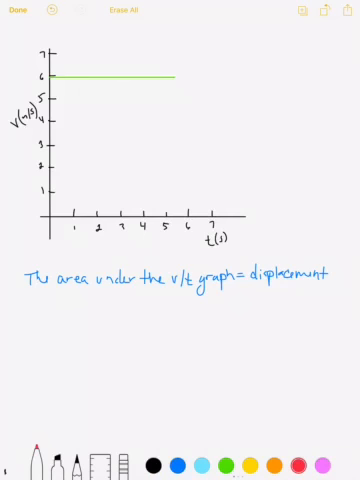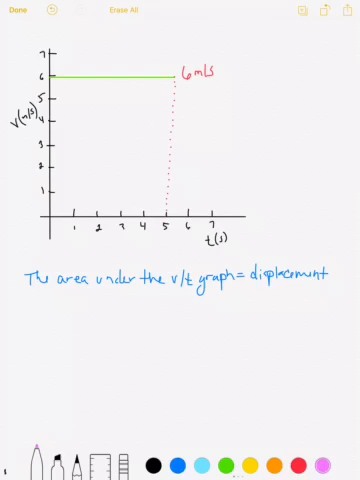This graph right here is showing us that an object goes 6 meters per second for 5 seconds. That's the interval of time, and the velocity is 6 meters per second.